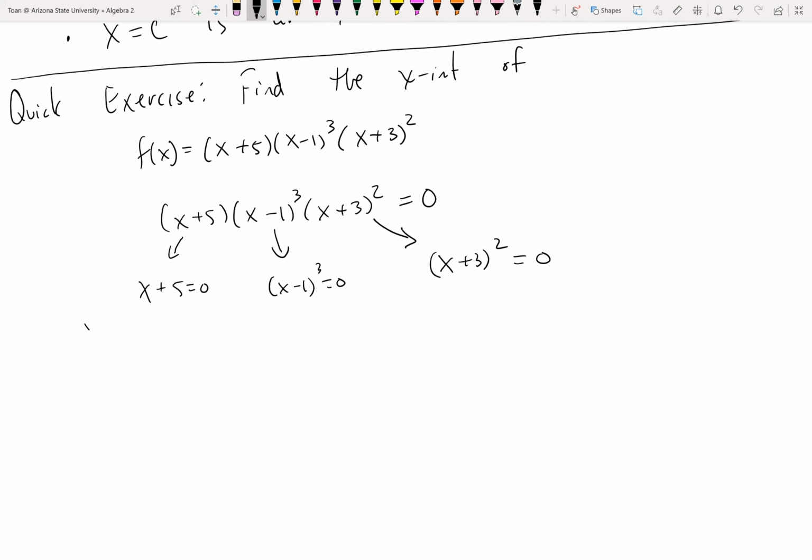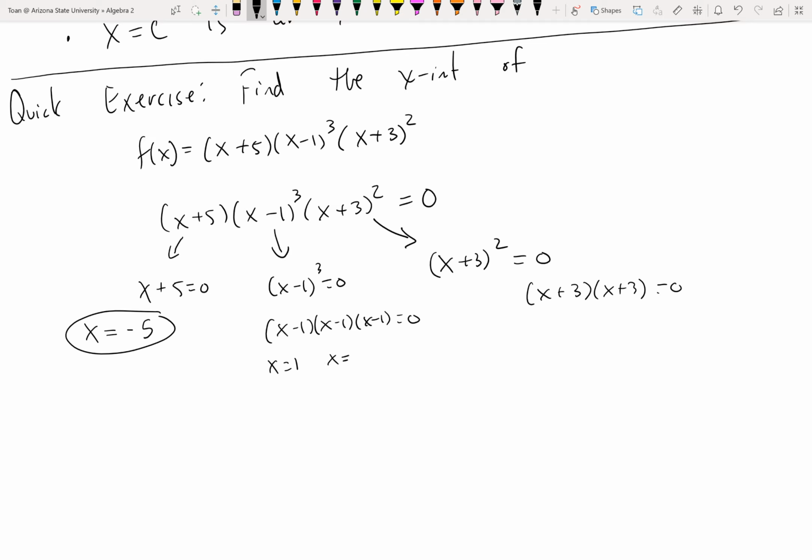So you get x equals negative 5 here as one x-intercept. Now, cubing something, in this middle guy here, just means you write it out 3 times. Same thing with the square. Square just means you write it out 2 times. So in the middle case here, we get x equals 1 3 times. And in the right case here, we get x equals negative 3 2 times.